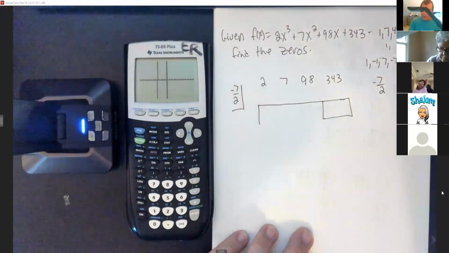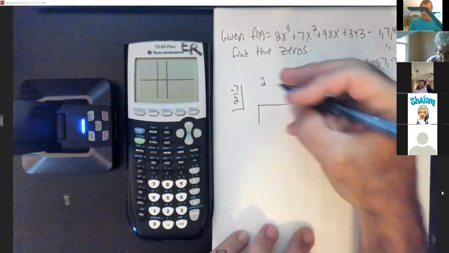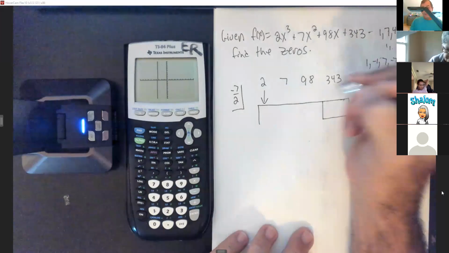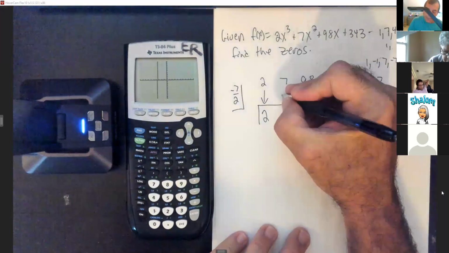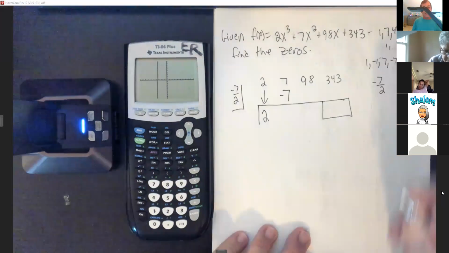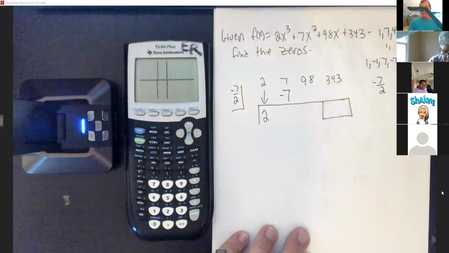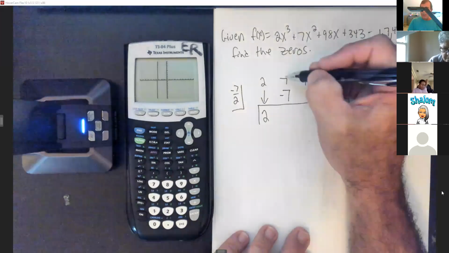All right, here we go. The 2, bring it straight down. 2 times a -7/2 is going to be a -7 because them 2's cancel. 7 and -7 are 0.